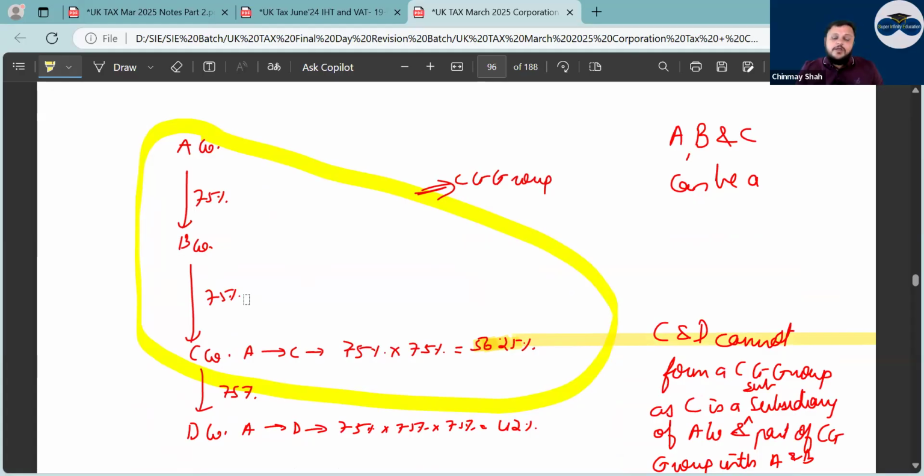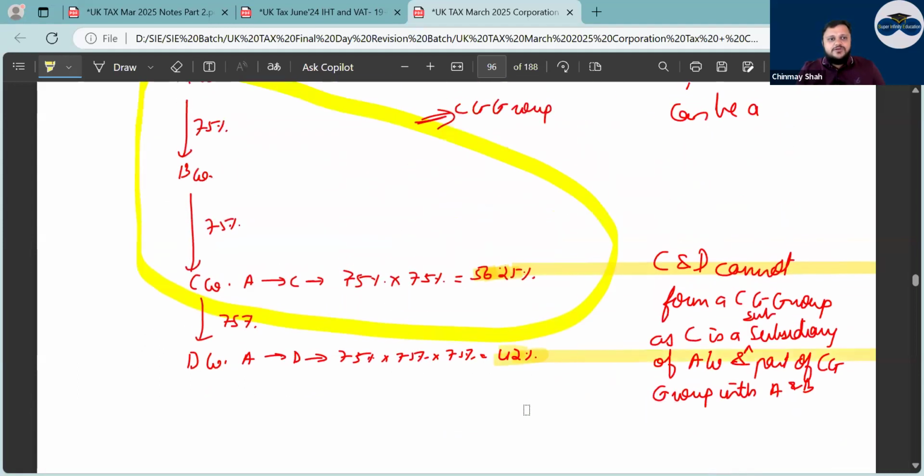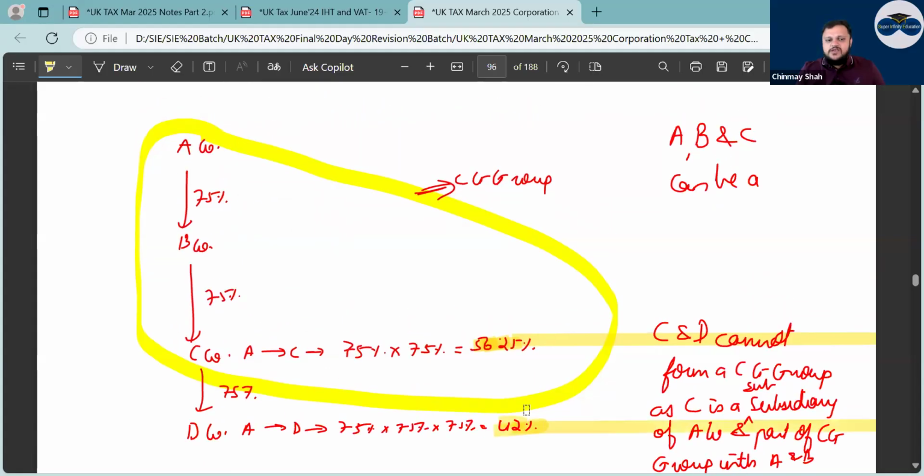Tell me, group. Now C company holds 75% in D company, right? Can C and D company, now see, A company cannot be because A company has indirectly 42% here. So can it be a group? Can D company be part of the ABCD group, chargeable gains group? No, right? But can C and D make a group?